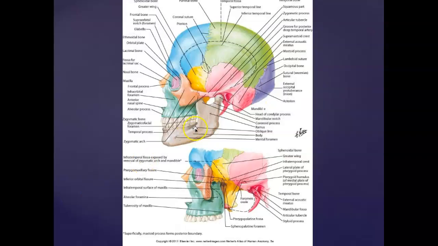Let's look at the skull for a second. Just review a little bit of the skull. The mastoid process, the temporal bone back here. Here's the styloid process of the temporal bone. Right here, the external auditory meatus or acoustic meatus there.